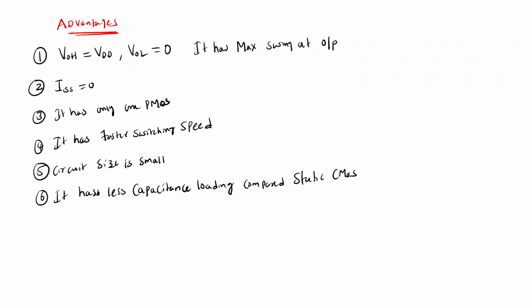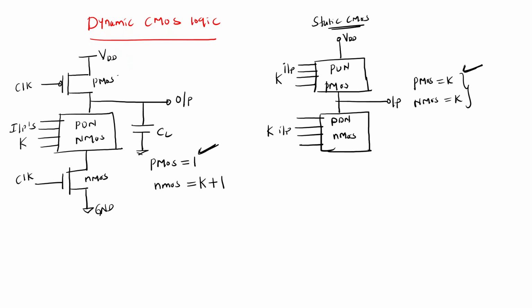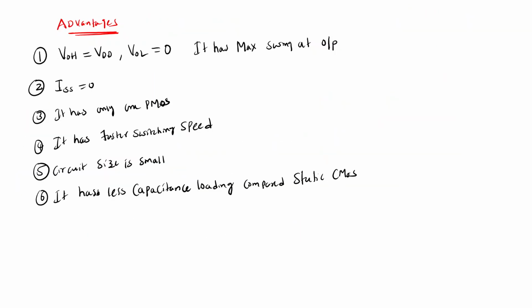So what are the advantages? VOH, the output high, is VDD, output low is 0, and ISS is 0. Dynamic CMOS logic has only one PMOS, so due to that, switching speed is more. The PMOS size is larger than the NMOS size, no? In static CMOS we are using K PMOS, so switching speed is less, whereas in dynamic CMOS, switching speed is more.